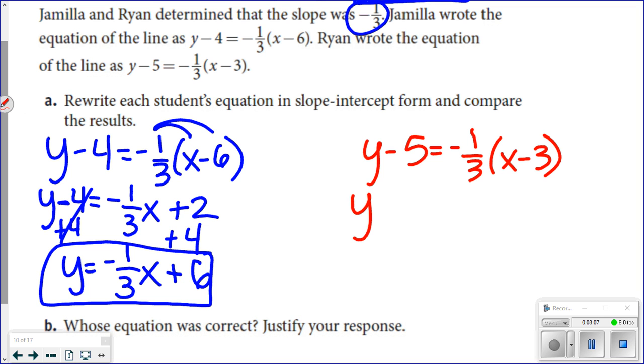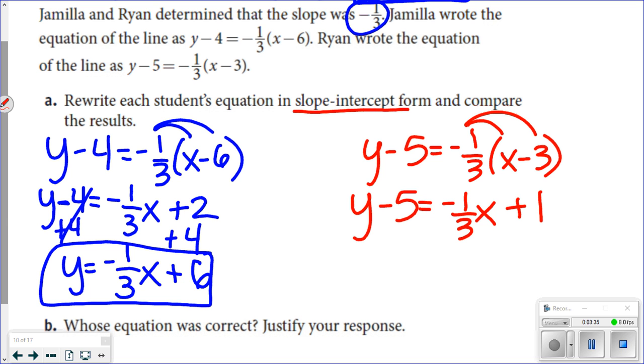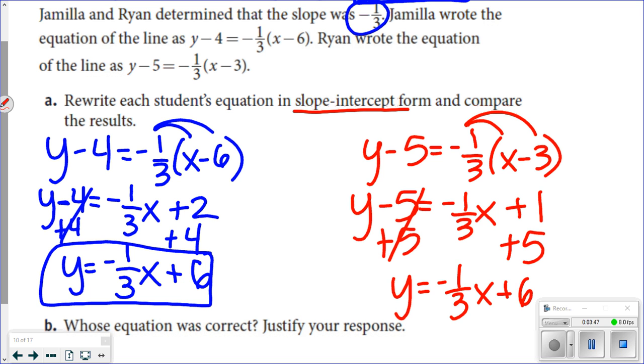And let's do the same over here. -1/3 times x. Then type in -1/3 times -3. Two negatives make a positive. We get 1. We're trying to get y by itself for slope-intercept form, so we're going to add 5. Add 5. We get y equals -1/3 x plus 6.